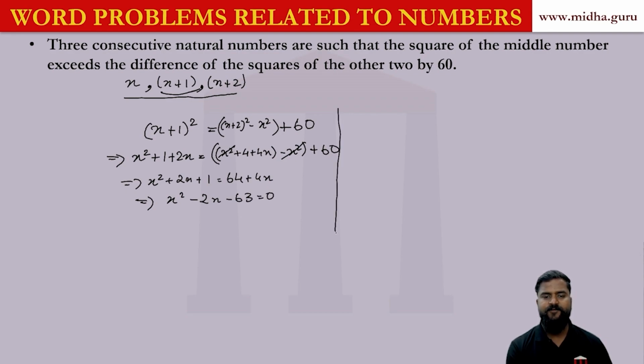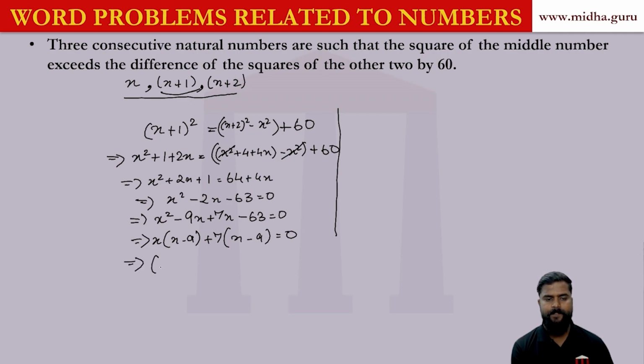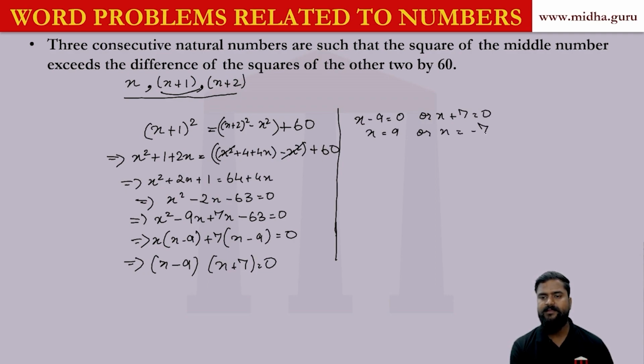Now again, I have to factorize by splitting minus 2x such that we get a product of minus 63 and a sum of minus 2. So we'll write x square minus 9x plus 7x minus 63 is equal to 0, since minus 9 into plus 7 is minus 63 and minus 9 plus 7 is minus 2. So I'll take x as common, I'll get x minus 9. Then I'll take 7 as common, again I'll get x minus 9. So x minus 9 into x plus 7 is equal to 0. From here we can say that x minus 9 is equal to 0 or x plus 7 is equal to 0. So x will be equal to 9 or x will be equal to minus 7.